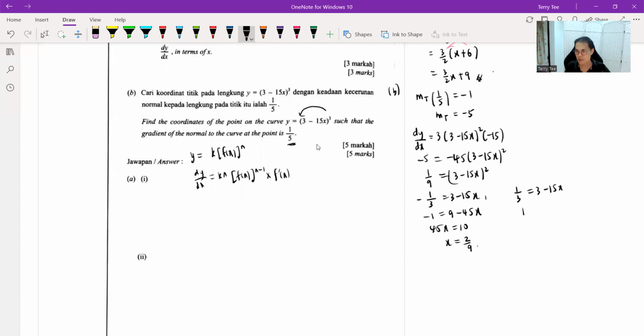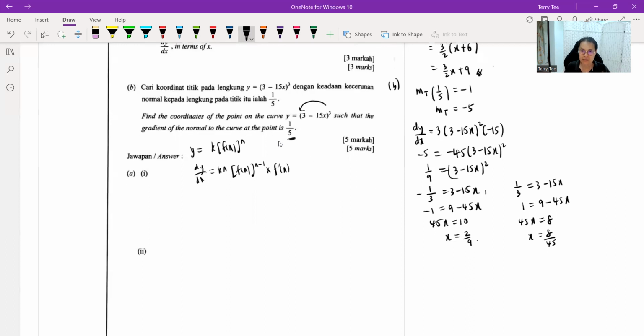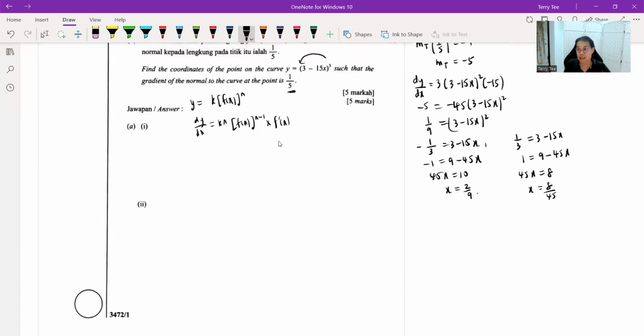The second one, I multiply with 3. 9 minus 45x. 45x is 9 minus 1 is 8. X is 8/45. It's not a nice number. That's the problem. But it's okay. Some numbers can be ugly, but can't help it. Now, we got your x value, to find your y value, sub inside. You're finding the coordinates, right? So it's 3 minus, okay, let me write nicely.